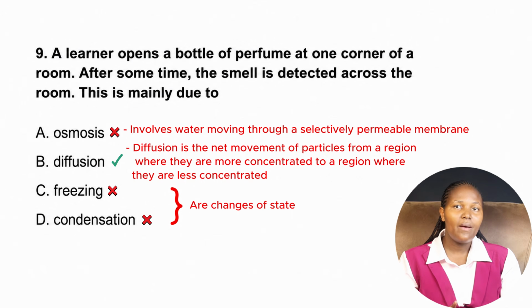But for our correct option, diffusion, remember that diffusion happens in gases and liquids and is generally faster in gases because gas particles move freely. So when you see a question about a smell or colored substances spreading without stirring, diffusion is a strong possibility. And if the question involves water crossing a membrane, think of osmosis instead.